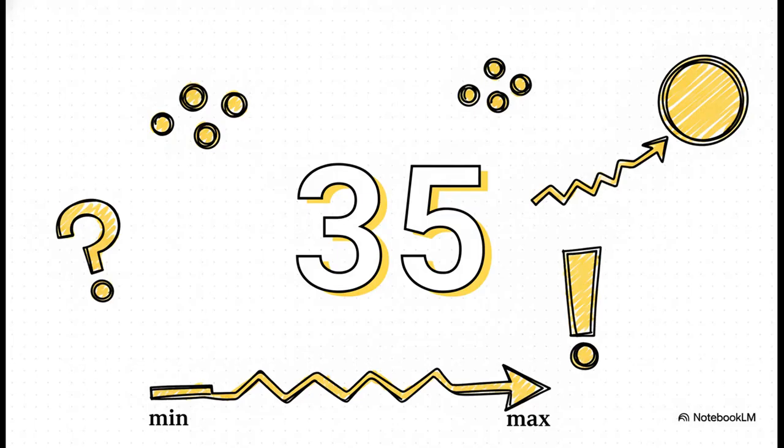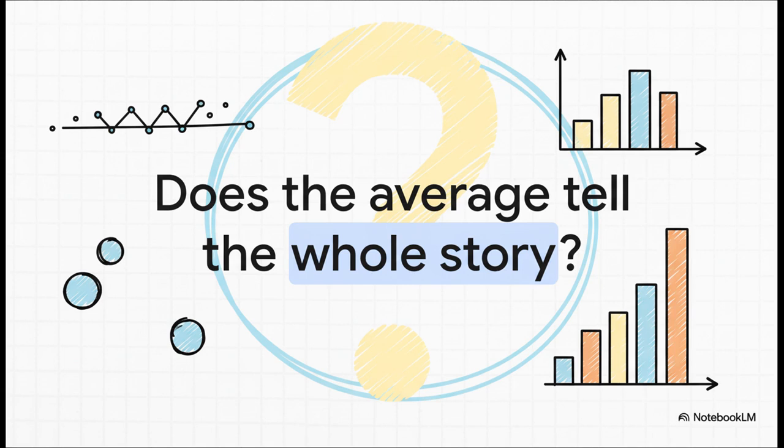And yep, if you crunch the numbers, add them all up and divide by 10, you get an average score, or what we call the mean, of 35. Simple enough. But here's the million-dollar question. Does that one number, 35, really tell us everything? I mean, think about it. Were all the scores packed really tightly, right around 35, or were they all over the place, some super high and some super low? The average, well, it just can't tell us that on its own.